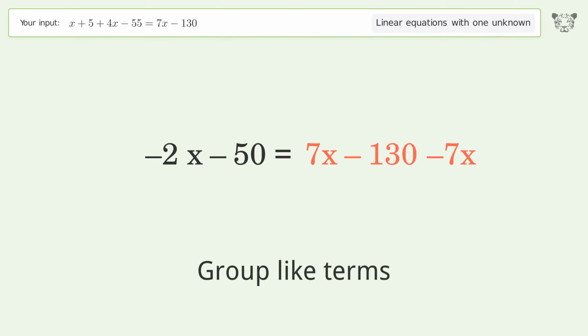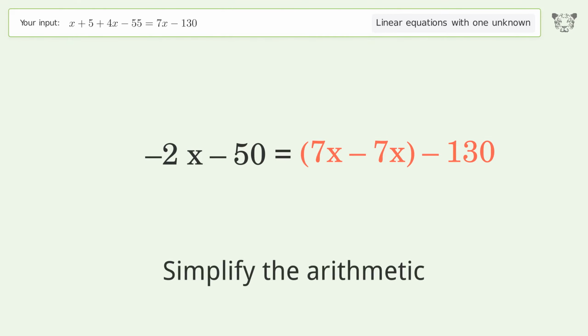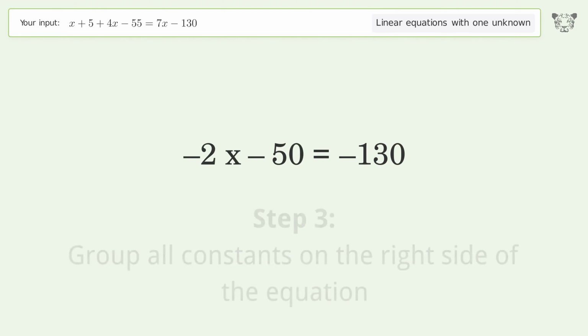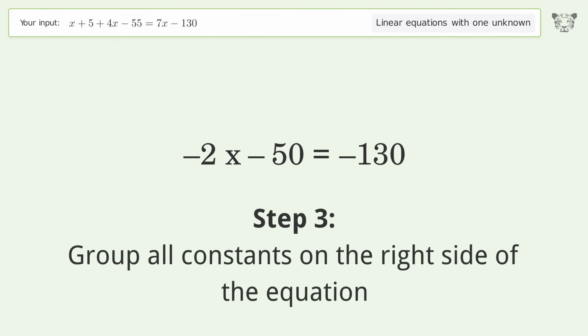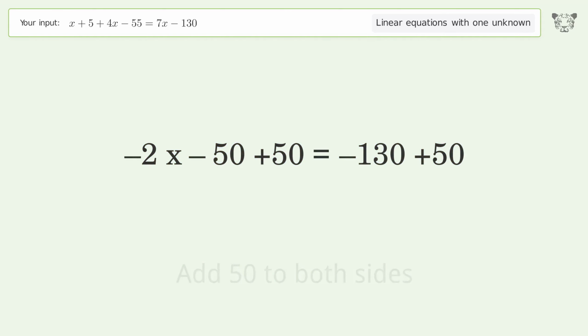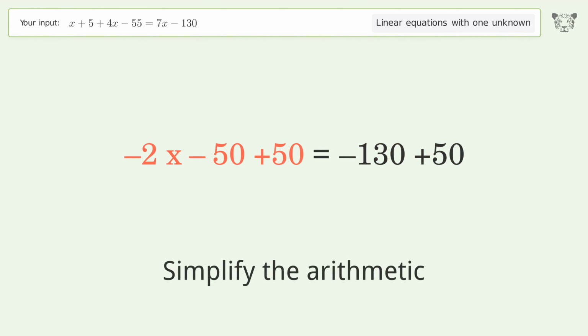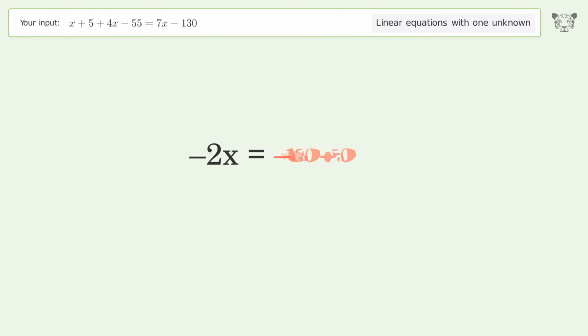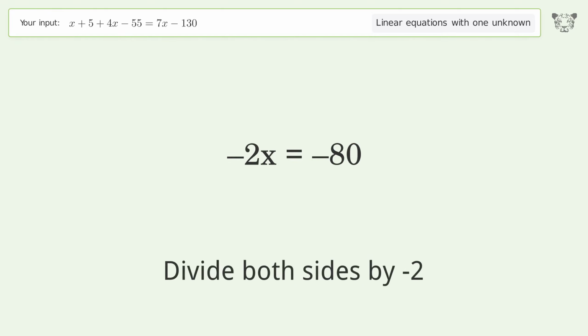Group like terms. Simplify the arithmetic. Group all constants on the right side of the equation. Add 50 to both sides. Simplify the arithmetic. Isolate the x. Divide both sides by -2.